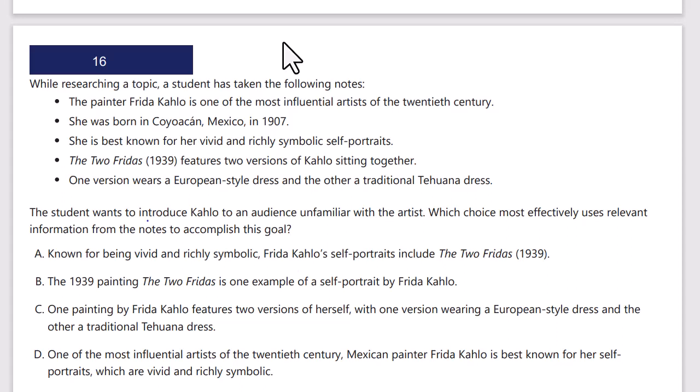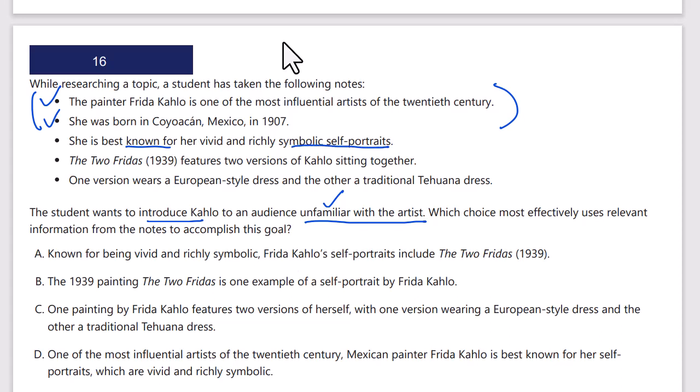Student wants to introduce Kahlo to an audience unfamiliar with the artist. Okay, so the familiarity probably comes at the beginning. The painter Frida Kahlo is one of the most influential artists. She was born in Coyoacán, Mexico in 1907. So that's the background. If you're unfamiliar with her, we want to include these bullet points that sort of tell who she is, okay? And we're introducing her, so she's best known for her vivid, richly symbolic self-portraits.